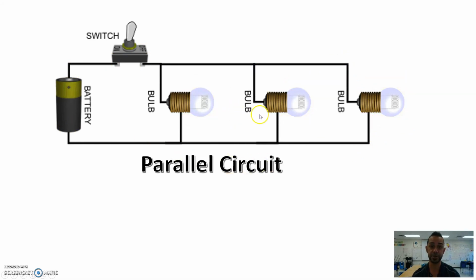In a series circuit, if I take out one of the light bulbs or one of the light bulbs burns out, the entire circuit is not going to work. But in the parallel circuit it is the opposite. If I take out one of the light bulbs or one of the light bulbs burns out, the circuit is still going to work because the electricity has another path in which it can flow. So that is the advantage of a parallel circuit over a series circuit.